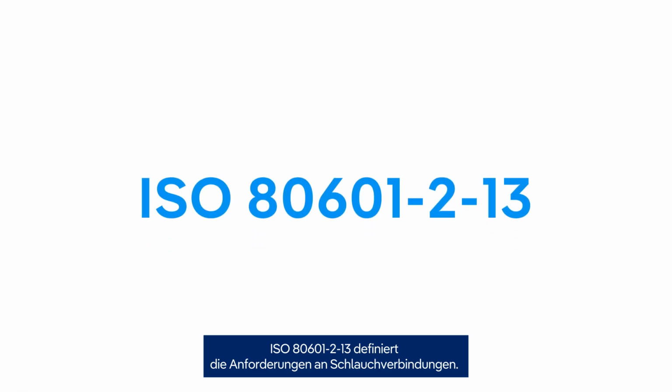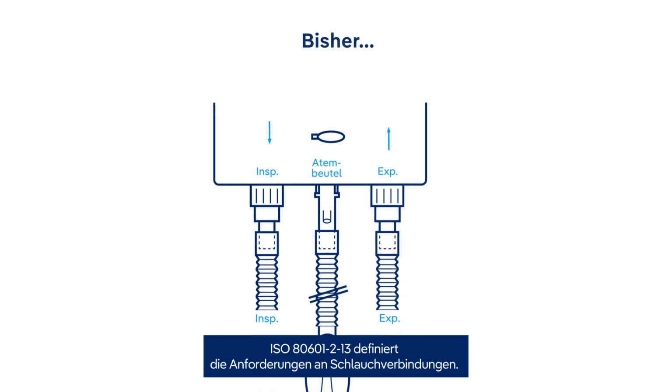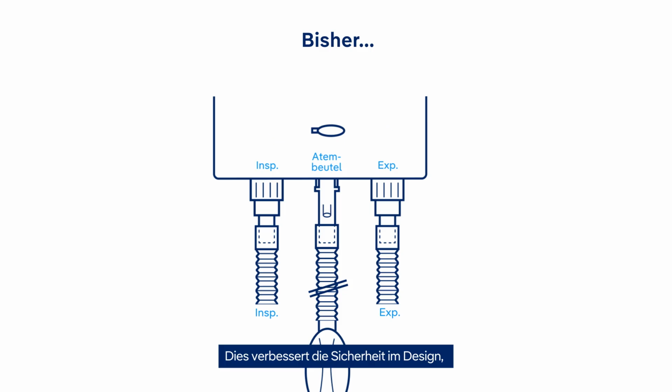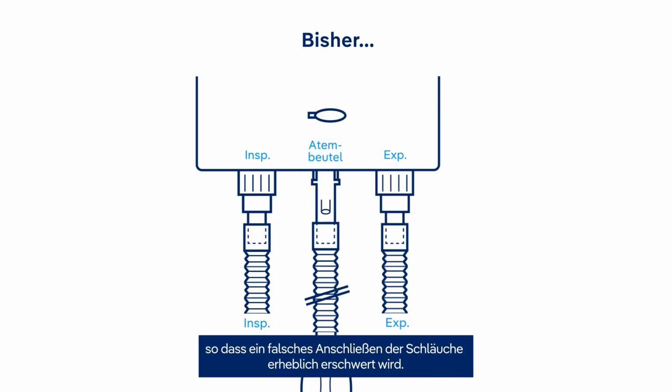ISO 8601-213 specifies the requirements regarding hose connections and thus increases design safety so that incorrect connection of the hoses is made considerably more difficult.